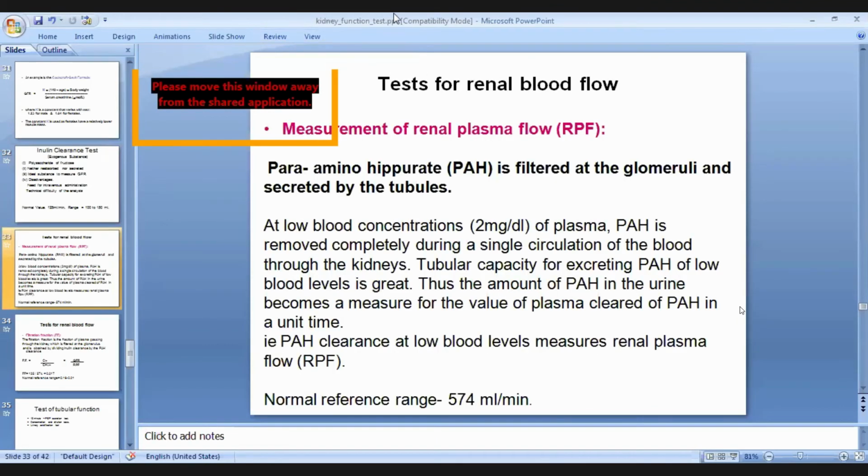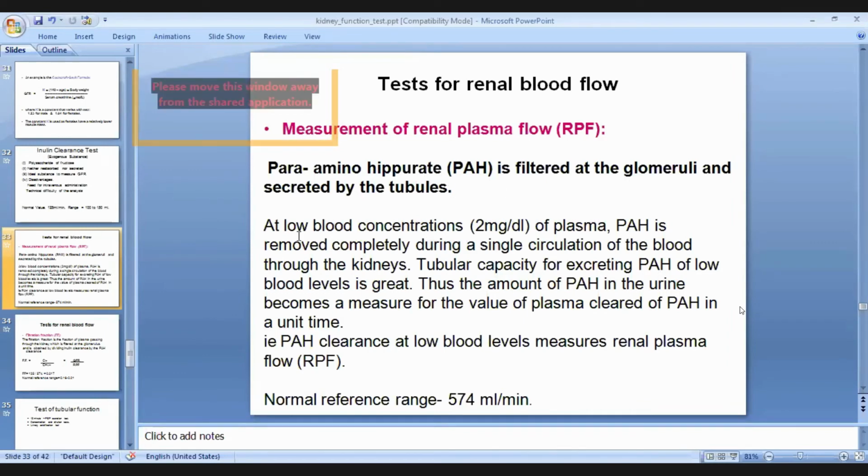Test for renal blood flow. Okay, test for renal blood flow. For that, we measure the renal plasma flow (RPF). So how much renal plasma flow is there? We have to measure it. For that, the para-aminohippurate test, the PAH test, is done. One test for renal plasma flow is PAH. In that case, this para-aminohippurate is provided.